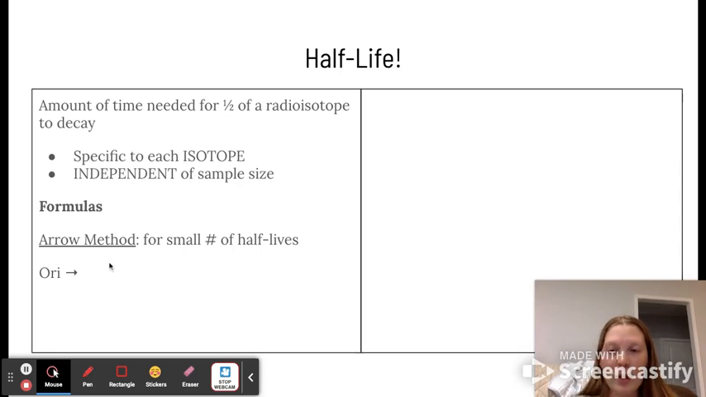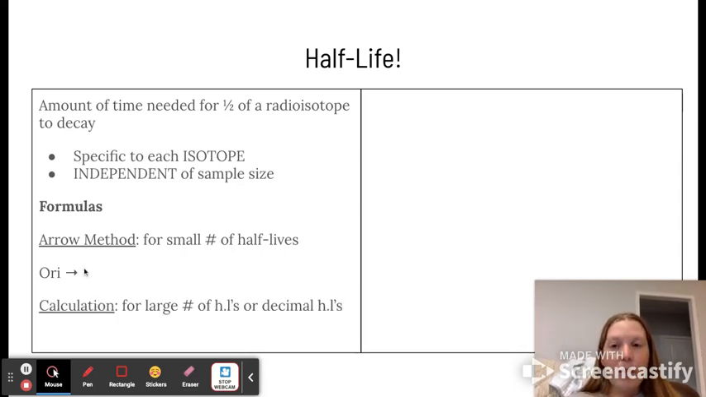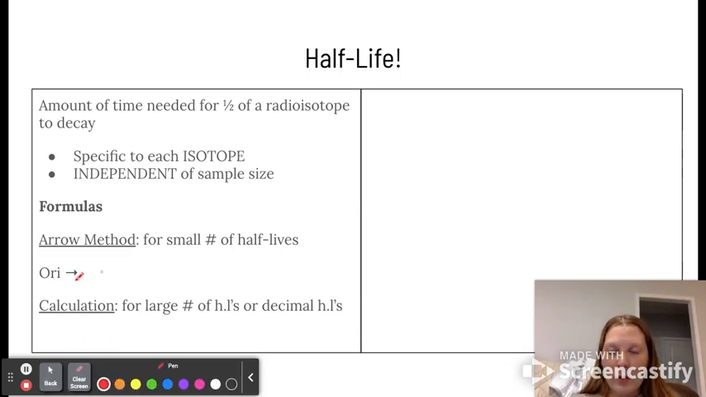And all you do here is you take the original, you draw an arrow. So you take the original, you're going to divide by 2. And divide by 2 again. Divide by 2 again. And so on and so forth until you have done the amount of half-lives that you need.